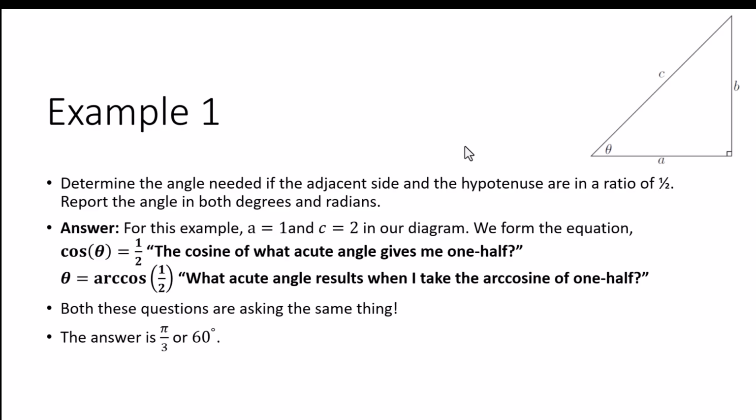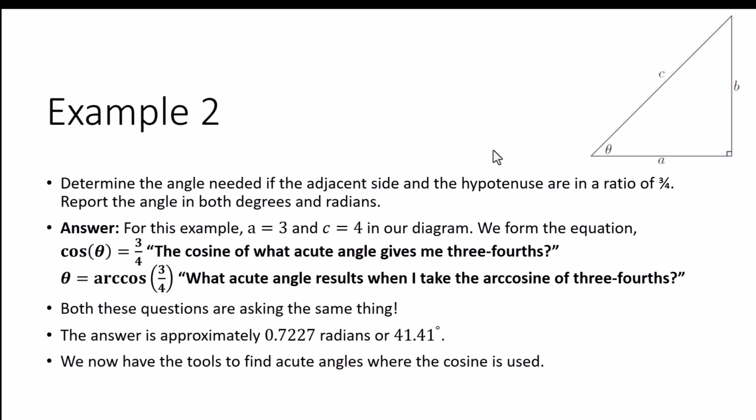Another way to write this would be in the arc cosine notation. That would say that theta is equal to the arc cosine of 1/2. And again, this will ask what acute angle results when I take the arc cosine of 1/2. Both of these questions are asking the same thing. And if you use your technology or the unit circle information, we'll find that the answer is pi over 3 radians or 60 degrees.